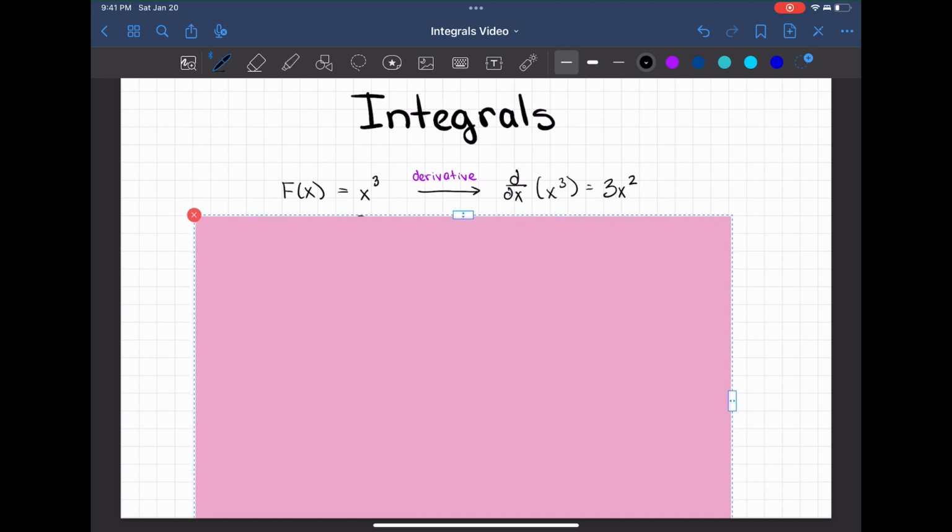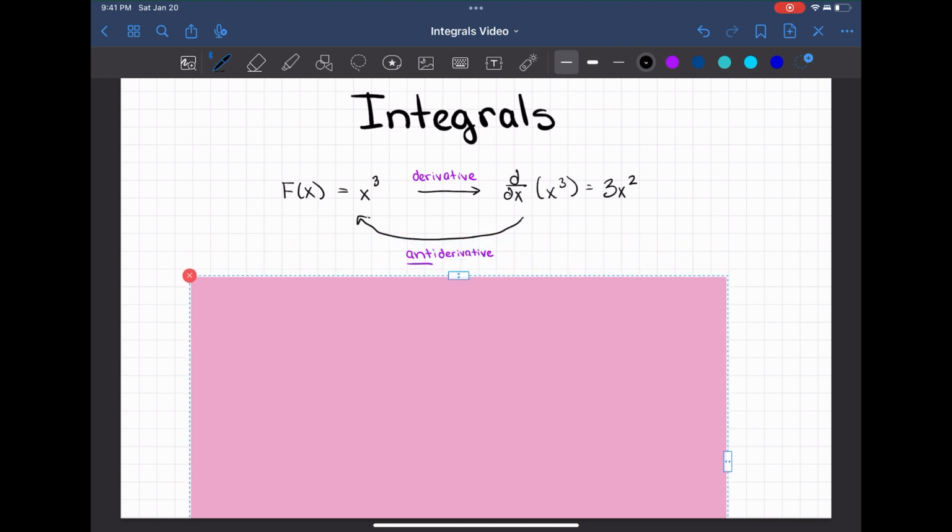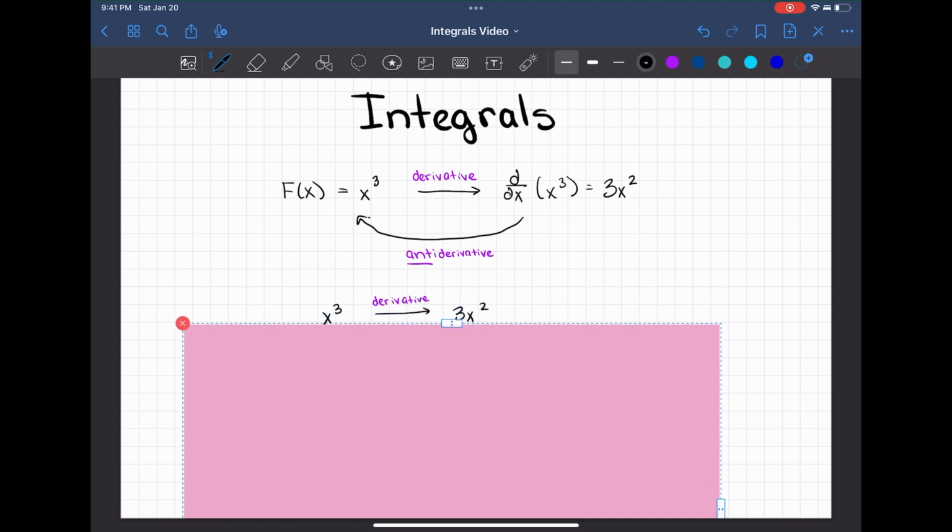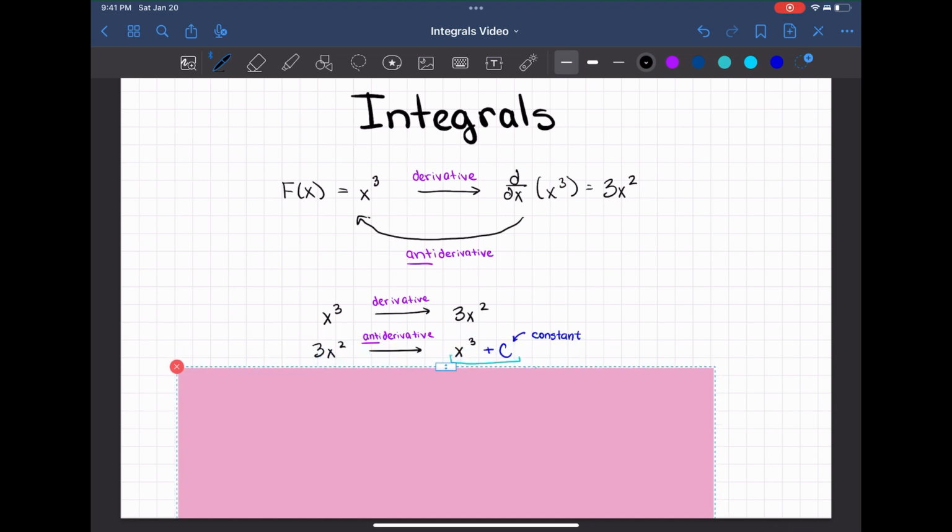Well, that, my friends, is called the antiderivative, right? So let's dive a little deeper into that. The derivative of x cubed is 3x squared, right? But what about the antiderivative? The antiderivative of 3x squared is x cubed plus c, where c is just a constant, which is a fancy word for just a number, right? And that's going to be our general solution.